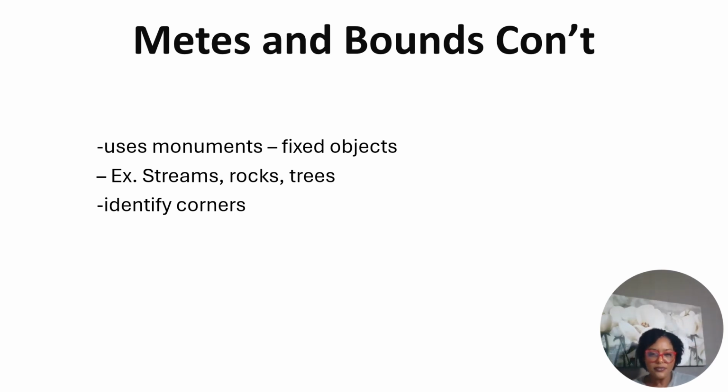They use monuments. Monuments are fixed objects like we just talked about, streams, huge rocks, trees, and they identify corners that are hard to get an actual measurement on. Okay? So monuments, fixed objects, trees, rocks, that is what you need to remember.